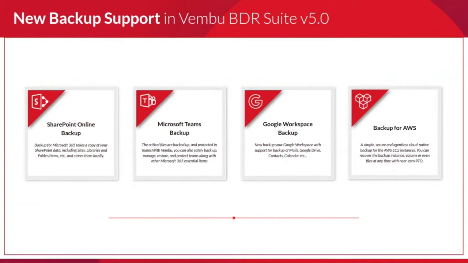So yeah, the first support is the SharePoint Online Backup. Previously, Vembu supported just backing up of the Office 365 mailbox, contacts, calendars. We now support SharePoint Online. So you can now back up your SharePoint sites, libraries, folder items, everything. And you can store these backup data of the SharePoint Online into the local storage repository. So that we are introducing the SharePoint Online Backup.